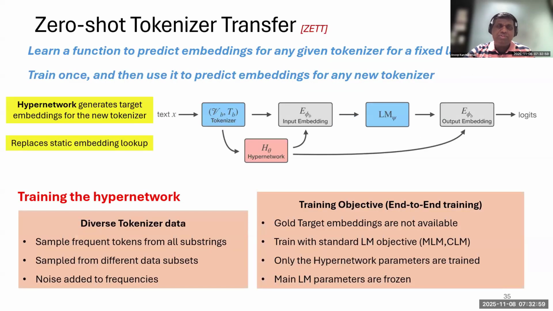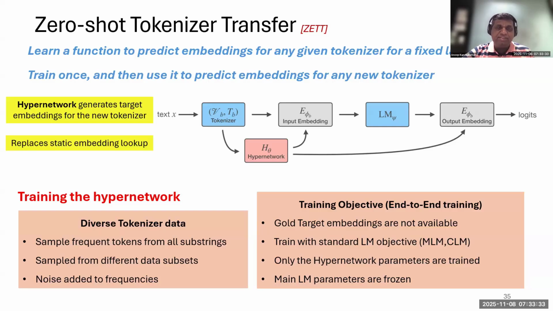So all the approaches we have seen so far are trying to learn the initializations just for the vocabulary of the tokenizer of interest. But is it possible to learn a function which, for a given fixed model, can predict embeddings for any tokenizer? That's why it's known as zero-shot tokenizer transfer. So once you learn the function, you can predict embeddings for any tokenizer.